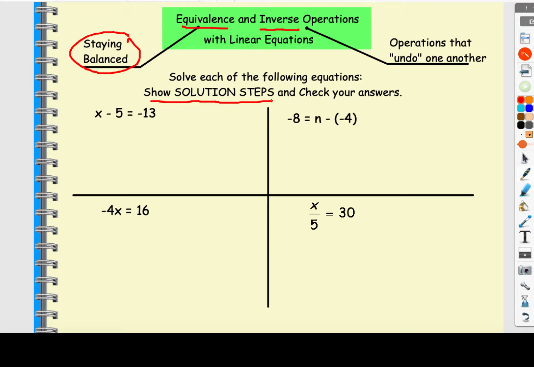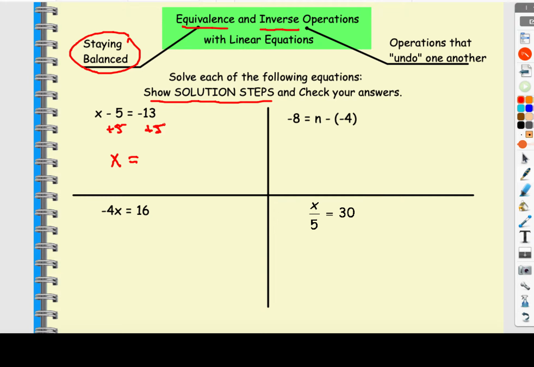Over here in the upper left, we've got x minus 5 equals negative 13. If we have subtraction going on the left side and I want to figure out what x is, I need to get rid of that minus 5. If I can get x by itself, then I know what it's equal to. Let's add 5, because minus 5 plus 5 cancels away, and x minus 5 plus 5 just becomes x. But again, with that equivalence idea, anything I do to one side, I do to the other.